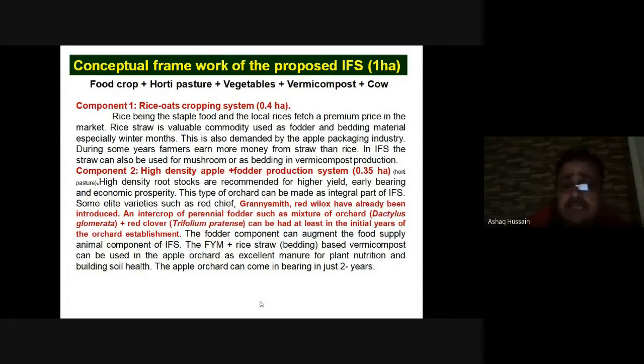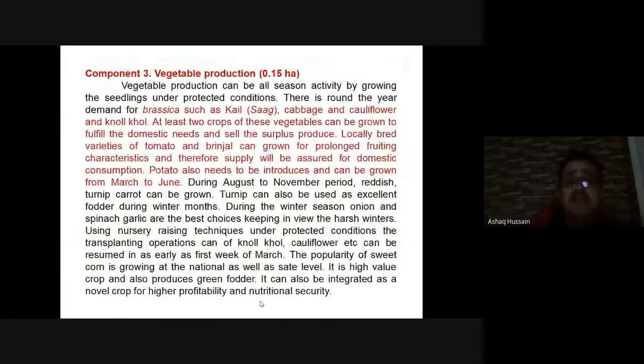Then we have certain types of grass species: orchard grass, Dactylis glomerata, red clover, Trifolium pratense, tall fescue, and then we have white clover also that goes very well, especially during the month of April and May. Then we have FYM, which can be further processed to produce vermicompost for sale in the market. And surplus organic manure or this vermicompost can be recycled back to the apple orchard or to the rice oats cropping system. Then vegetables are high value crops that can be supplied to the market in the nearby cities.